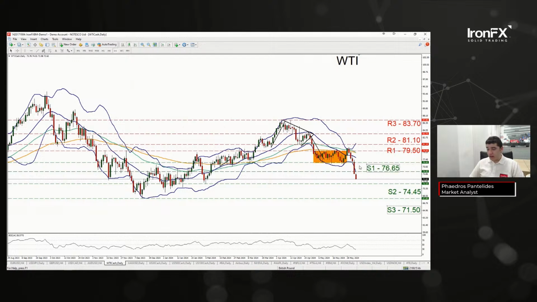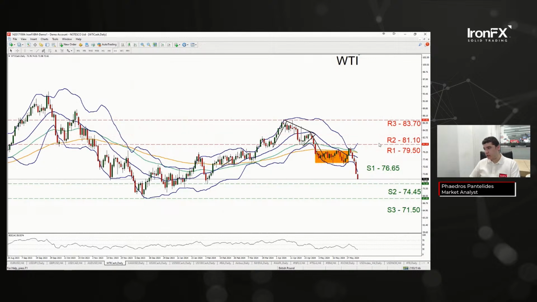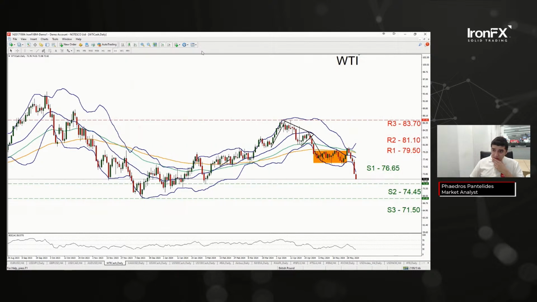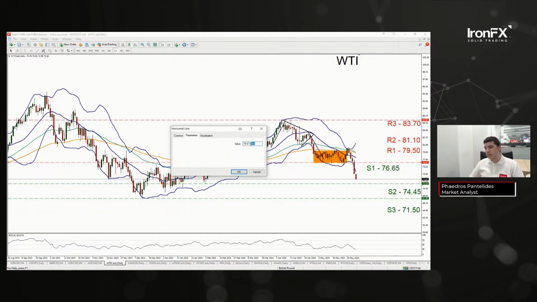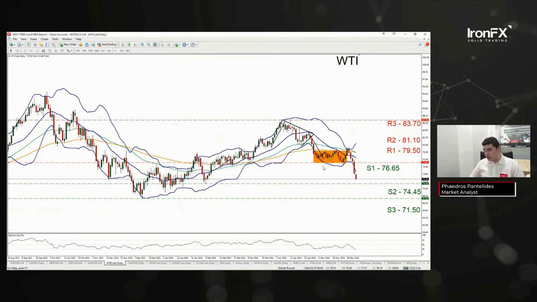67.90. In terms of support, we actually need to clear our chart just a little. And let's just place them again. We are on the daily time frame. Now, my S1 would be at the lower bound of the sideways moving channel that we had noted a few weeks ago. 76.65 would be a valid S1 level. Let's see if it stands up.